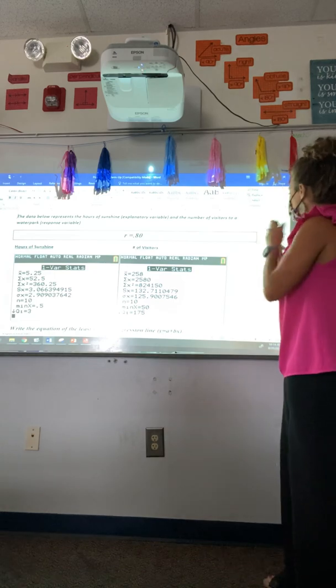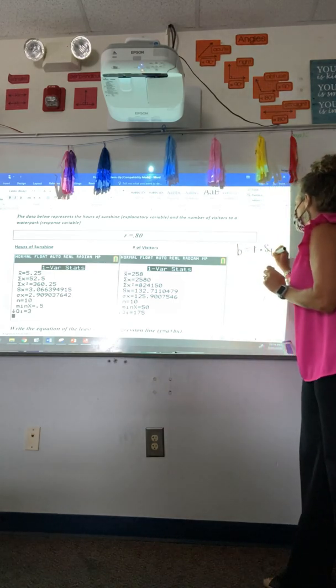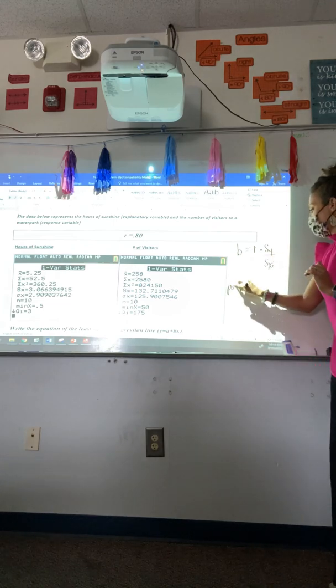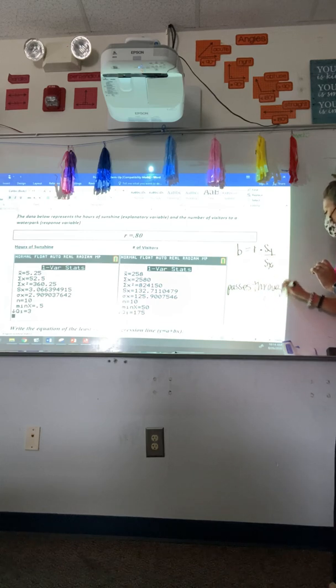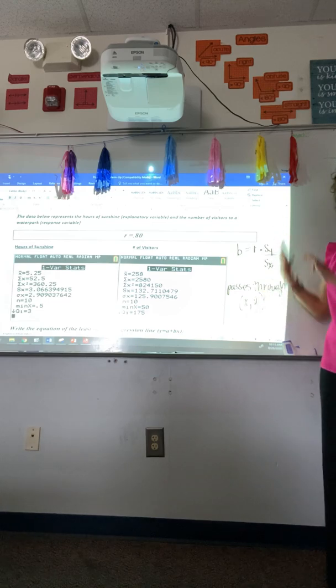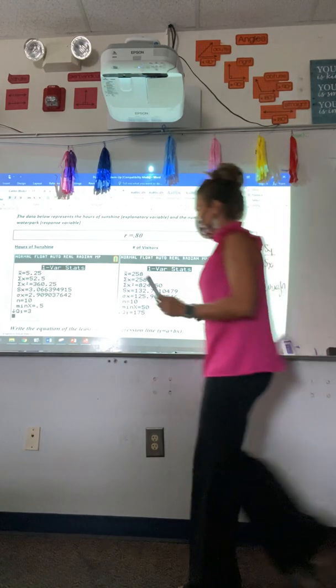So I'm going to rewrite the formulas over here. B equals R times the standard deviation of Y over the standard deviation of X. And I'll also note that it passes through X bar, Y bar. I'm going to use these two pieces of information to actually write the equation of the line, okay?